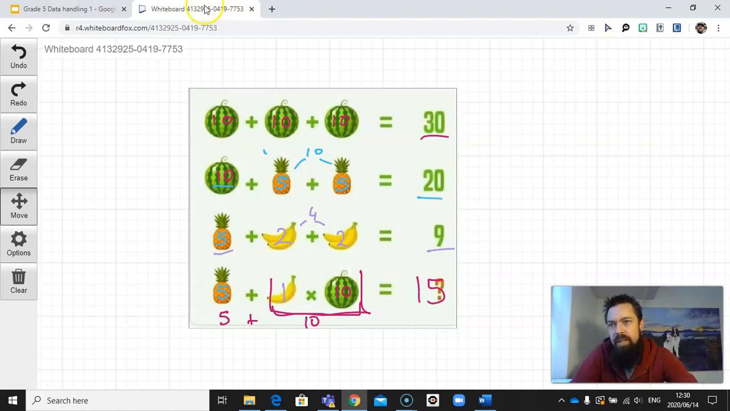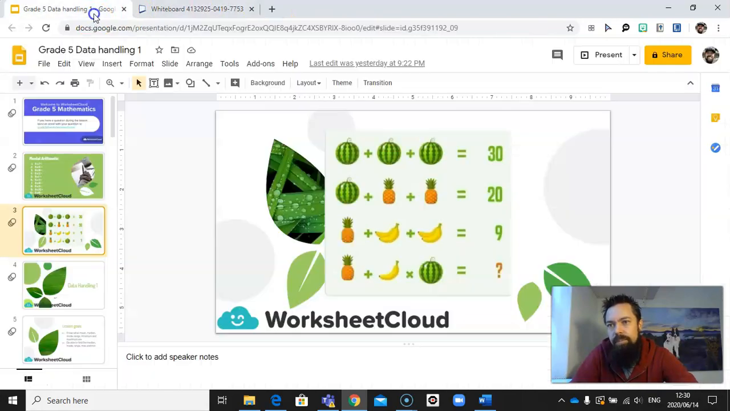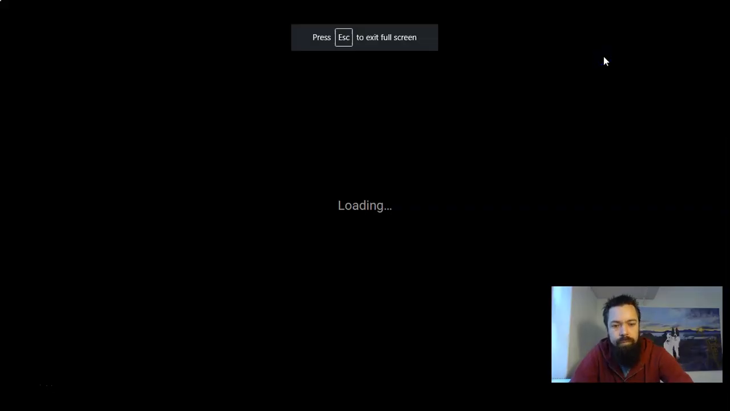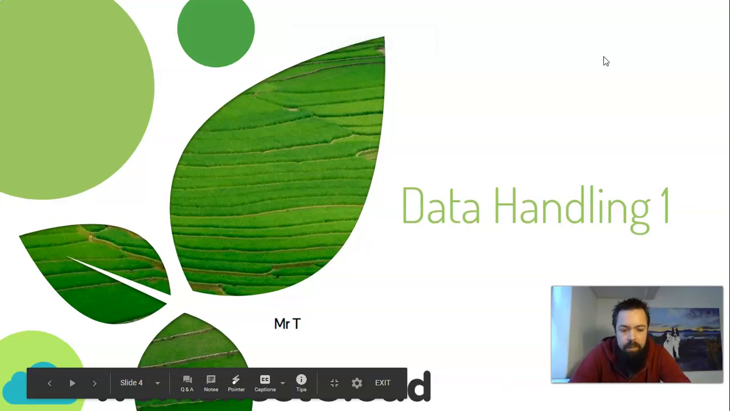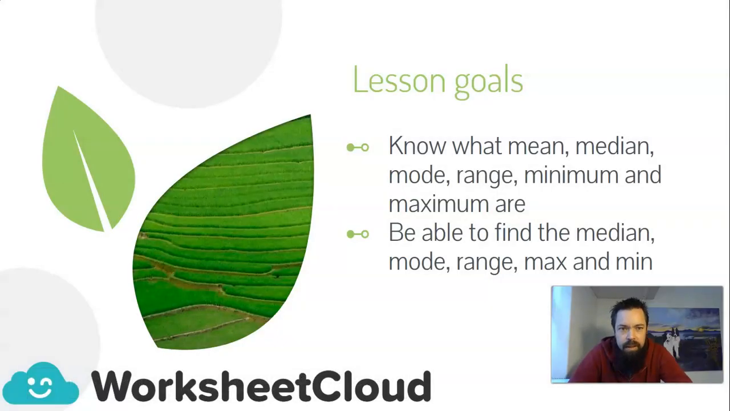So let's go back and have a look at data handling. So data handling 1, and our goals for today. So we need to know what the mean, the median, the mode, the range, the minimum, and maximum are. But today we're not going to have a look at how to find the mean. Today we're going to be able to find the median, the mode, the range, the maximum, and the minimum.